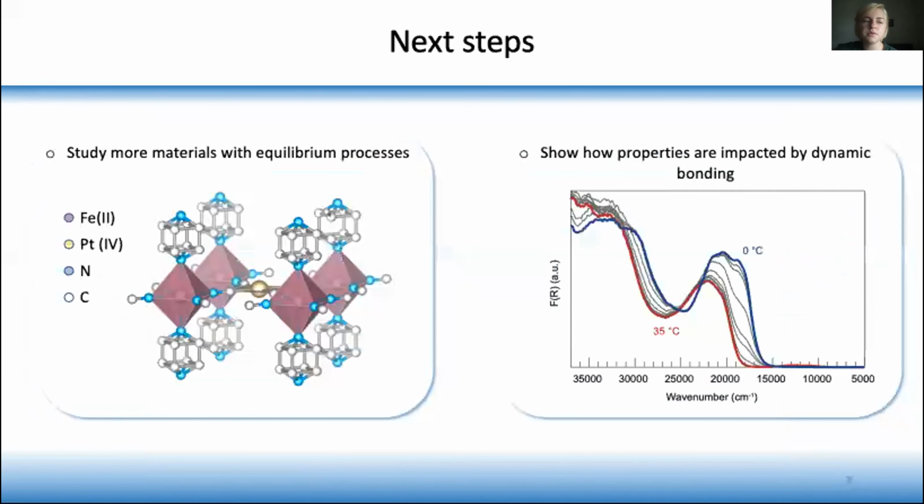Moving forward, we want to study more materials with equilibrium processes and show how their properties are impacted by dynamic bonding. For example, this framework exhibits a spin transition, which can be monitored by magnetic susceptibility or UV-vis, since the spin transition also gives rise to an electronic transition.